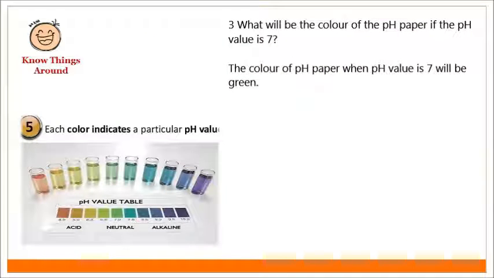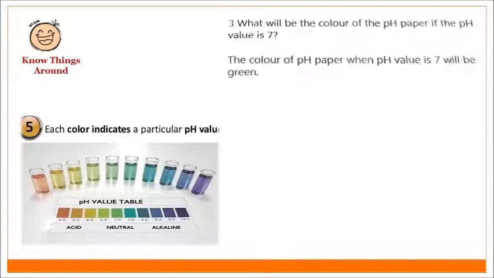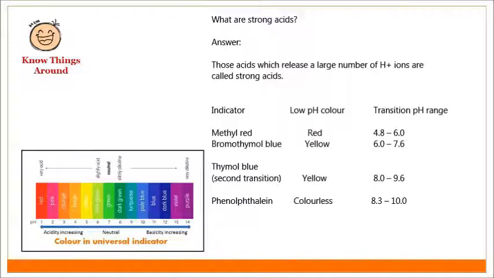What will be the color of the pH paper if the pH value is 7? The color of pH paper when pH value is 7 will be green. What are strong acids? The answer is those acids which release a large number of H plus ions are called strong acids.